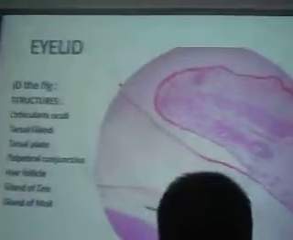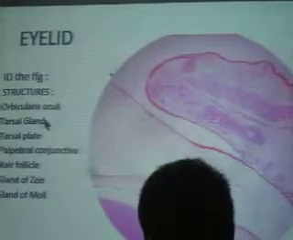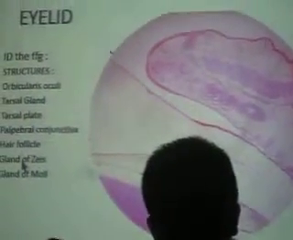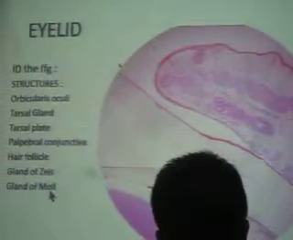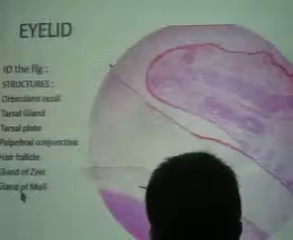Okay, so for the eyelid, you have to have these structures: orbicularis oculi, tarsal gland, tarsal plate, palpebral conjunctiva, hair follicle, gland of Zeis, gland of Moll. You have to know these structures for the eyelid.